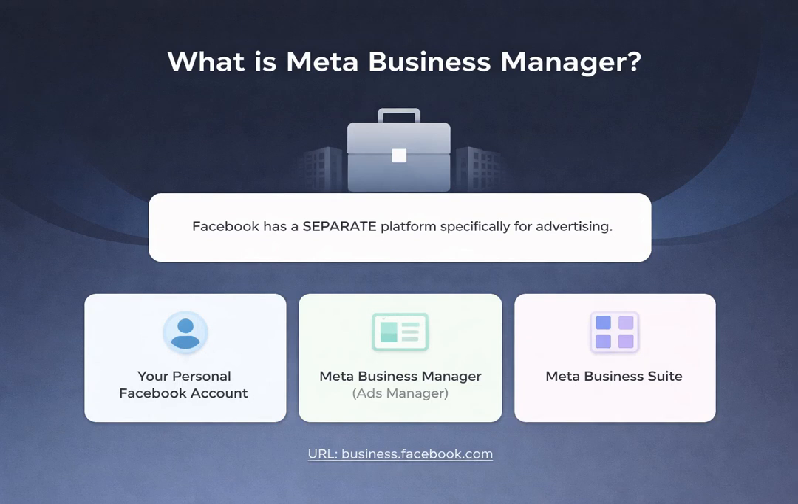The instructor makes a very important distinction here. Facebook has a completely separate platform just for advertising. Your regular personal Facebook profile is one thing, but when you want to run ads professionally, you use a different platform entirely. This platform is called Meta Business Manager, and it's also referred to as Meta Ads Manager or the Business Portfolio. You access it by going to business.facebook.com. Think of it as the professional control center for all your Facebook and Instagram advertising activities.